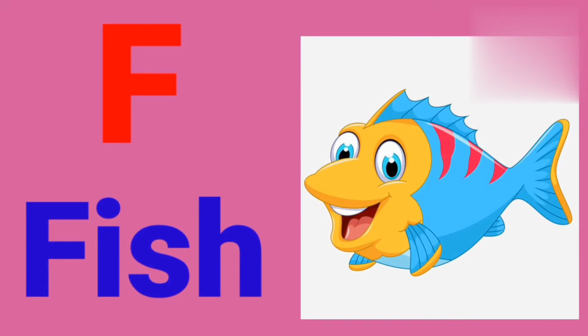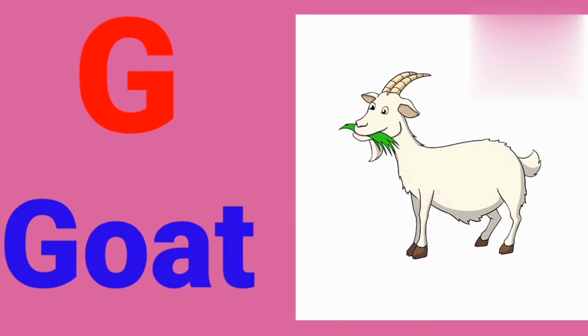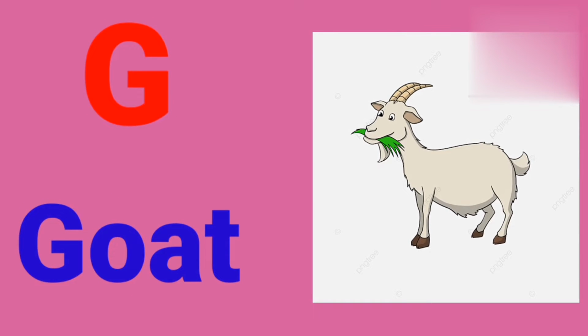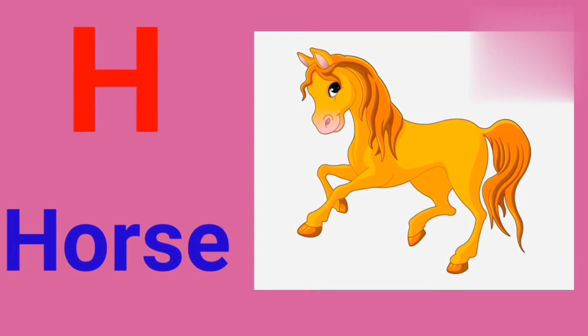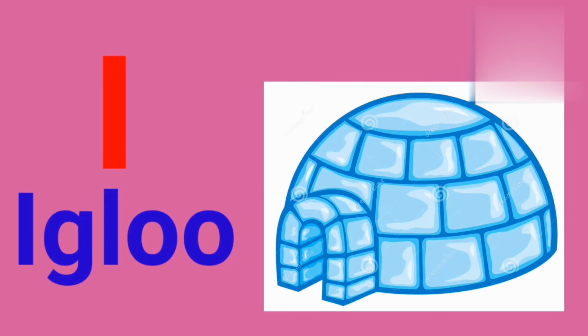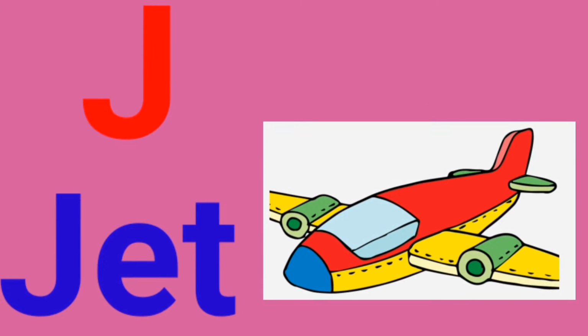F for fish. G for goat. H for horse. I for igloo. J for jet.